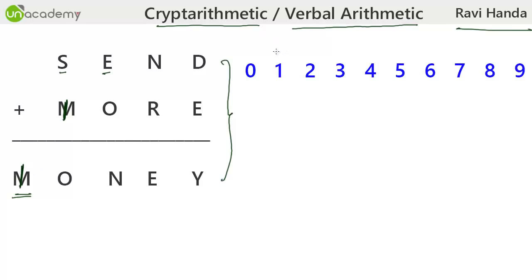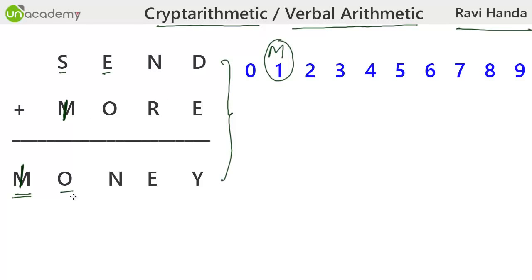So what I recommend when you are trying to solve questions like this is you write down all the digits. Why? Because as soon as you do a mapping of any one particular digit, let's say you have done the mapping of M with 1, then it eliminates some of your choices and it makes the question a little easier. So now I have the value of M as 1.